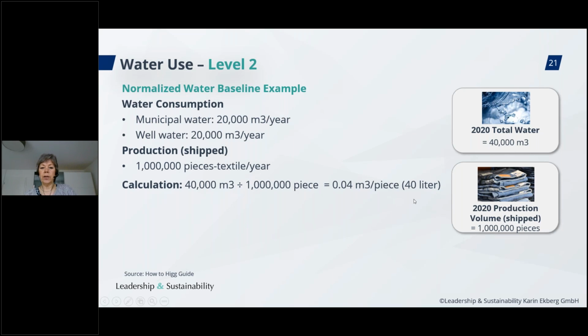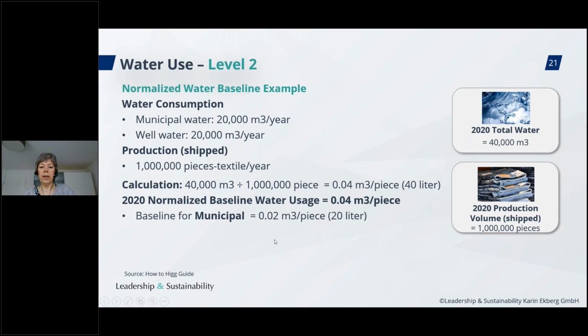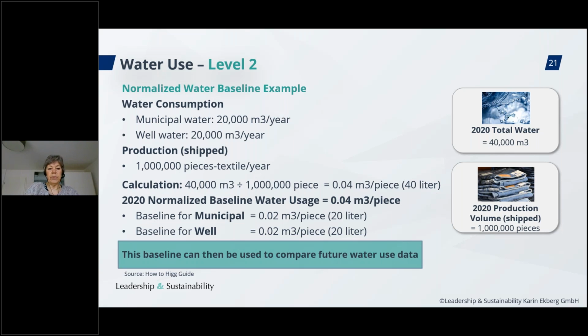This is just an invented example, and may not at all be applicable to your own production. But anyway, this is how you calculate, and that is what is important to understand: how we calculate this number. And in this case, we have the result 0.04 cubic meter or 40 liter per piece. And of course, if we want to have the baseline then for municipal and well water, then the municipal is 20 liter per piece, and the baseline for the well water is also 20 liter per piece. And this baseline can now be used to compare your future water use data. So that is how the calculation is made.